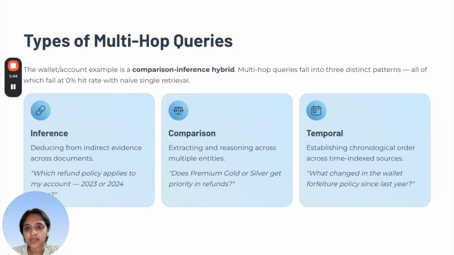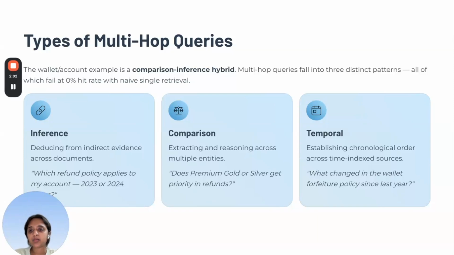That's why we are going to use something known as multi-hop retrieval, where we are going to retrieve multiple documents. How are we going to do that, and for what kind of queries? Let's understand the types of multi-hop queries.